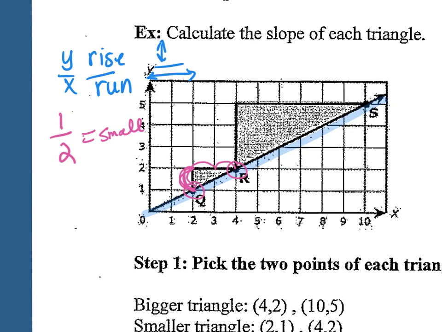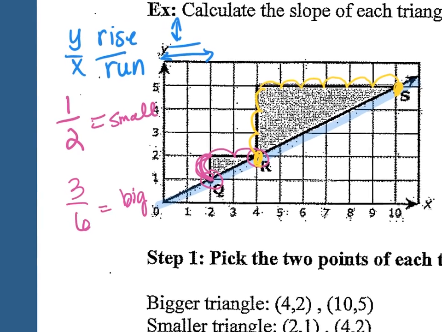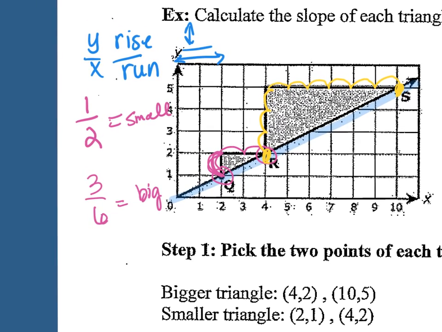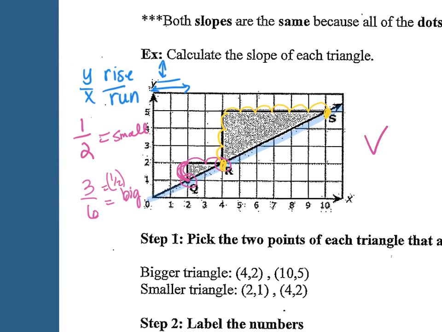So what about the slope for the bigger triangle? Going from R to S. What's your rise? 1, 2, 3. 3 over 1, 2, 3, 4, 5, 6. Good. So the small one is 1/2, the big one is 3/6. 3/6 will reduce down to 1/2, right? Yes. Is that true? Okay. So they have the same slope. This is true.